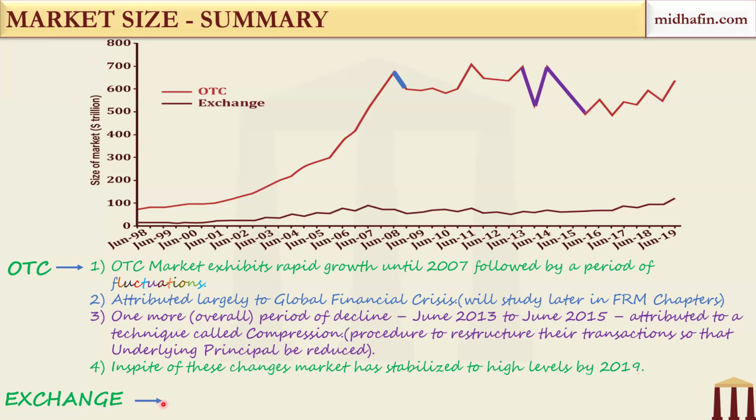Even exchange traded, you can see that mostly it is increasing except for this part, which is the global financial crisis. So there is steady and consistent growth in exchange traded markets. And after 2008, there were regulatory changes which promoted exchange traded derivatives more due to transparency and standardization. But still, you see, OTC has still grown a lot.